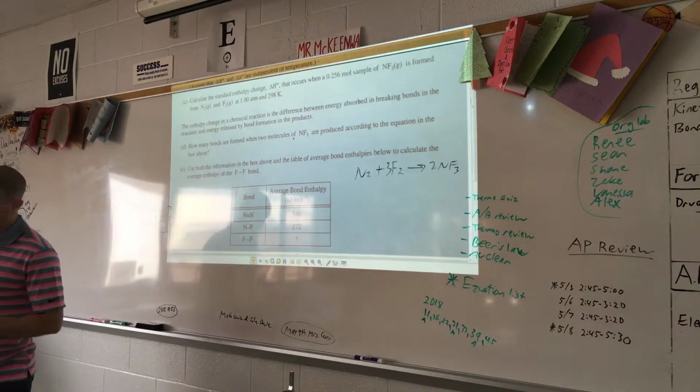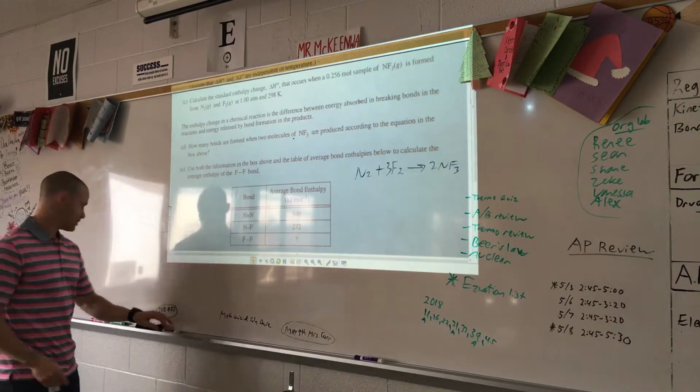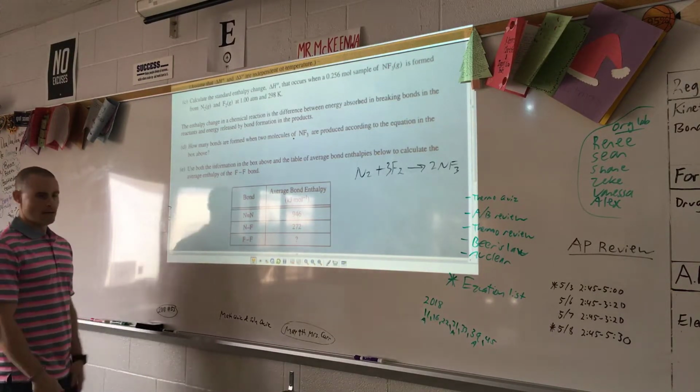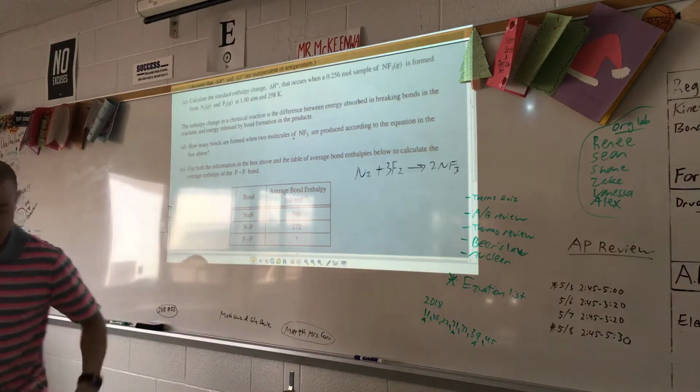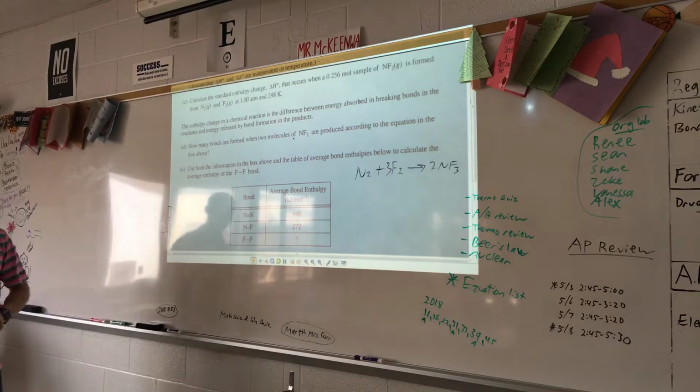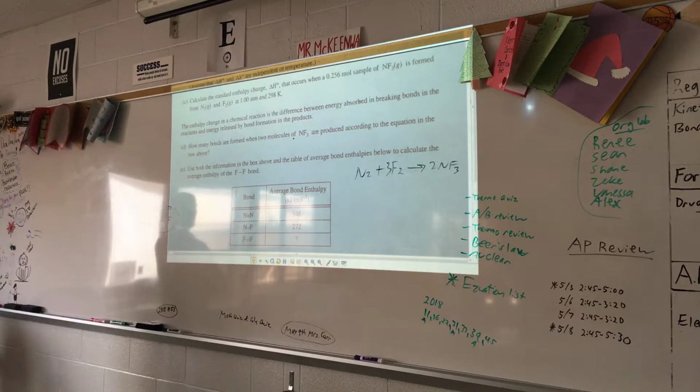Okay, this is really good that we're doing this. This is a good review problem. Alright, so we need to know the bond enthalpy. And remember, energy and enthalpy, the only difference really is energy is just joules or kilojoules, enthalpy is joules or kilojoules per mole. I've said that so many times, I really hope you guys remember that.